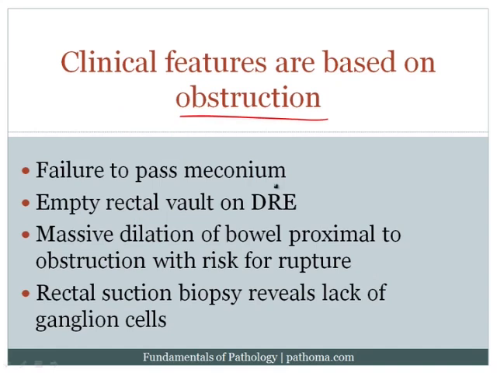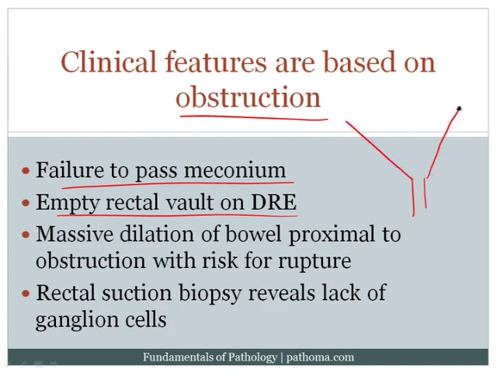So the babies would fail to pass meconium, there'd be an empty vault on digital rectal exam, there'd be dilation of the bowel proximal to the area of obstruction. So imagine if this is the rectum here and you can't relax it properly and you don't have good peristalsis, then behind it you're going to get massive dilatation of the bowel that again is proximal to that area. And there's a risk here, of course, as you get dilation and further dilation, there's a risk of rupture.